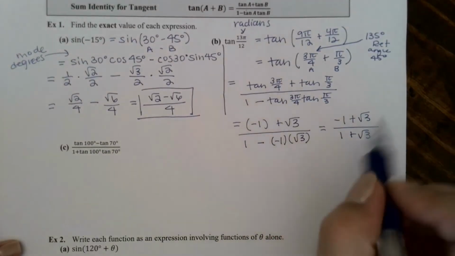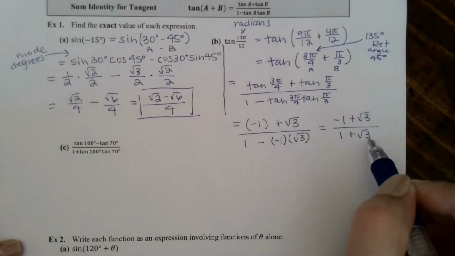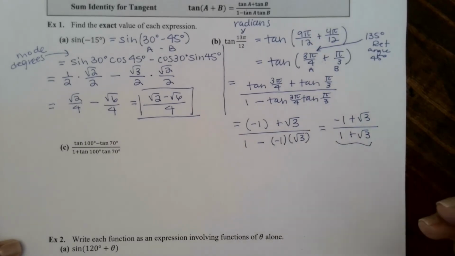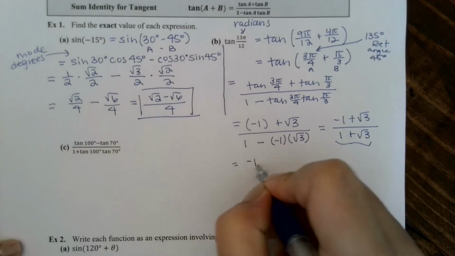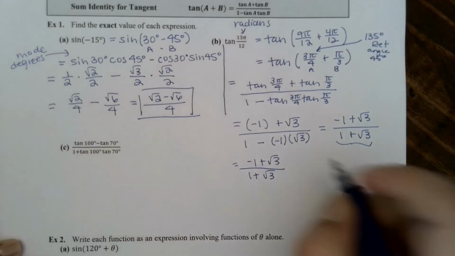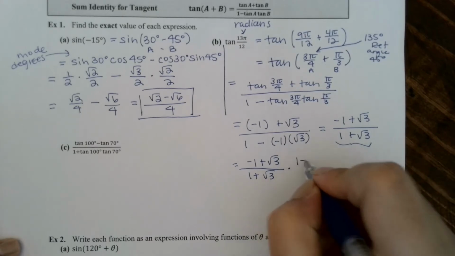Okay, don't forget that we have to rationalize our denominators. So in order to rationalize this 1 plus square root of 3, we will multiply. So let me just rewrite this. So we're going to multiply by its conjugate. So multiply by 1 minus square root of 3.